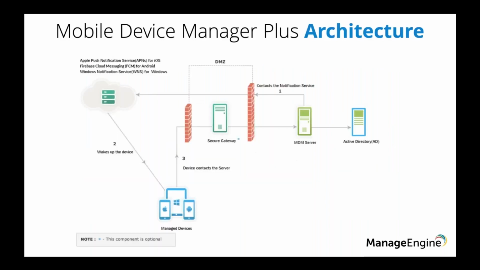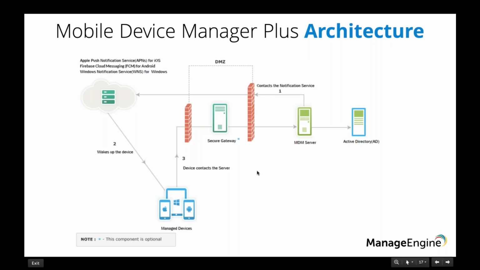And now for the architecture of your Mobile Device Manager Plus product. So here, you would notice there are three main components. One is the MDM server that is provided by us. Two would be your notification services that are provided by the respected OEM vendors like Apple Push Notification Services or APNS for iOS, Google's Firebase Cloud Messaging Service or otherwise called as FCM, and Windows Notification Services, WNS for your Windows-based machines. And at last, the third component is the devices that are going to be managed, either BYOD devices or devices that are purchased by you.